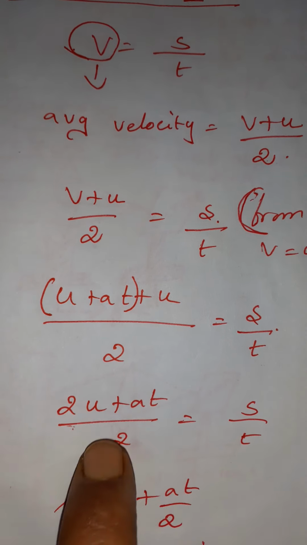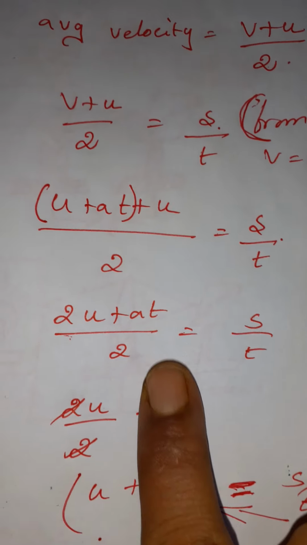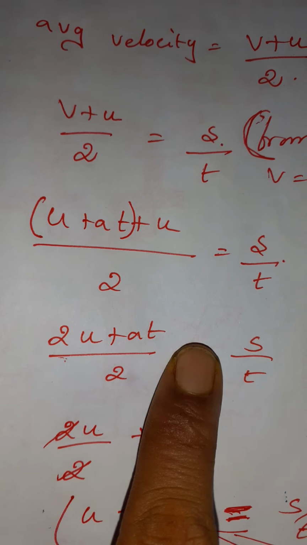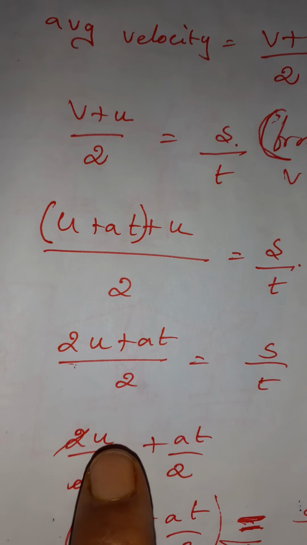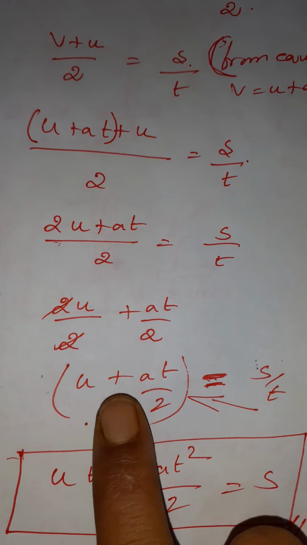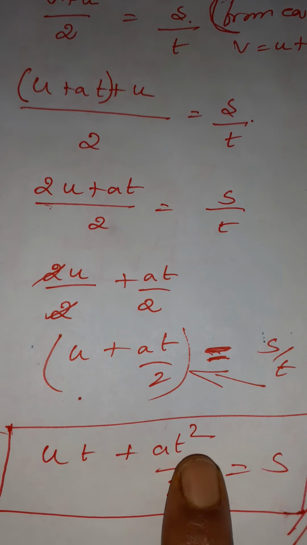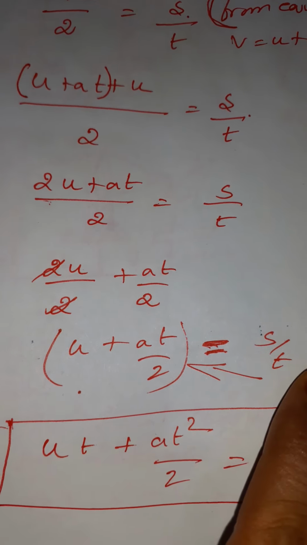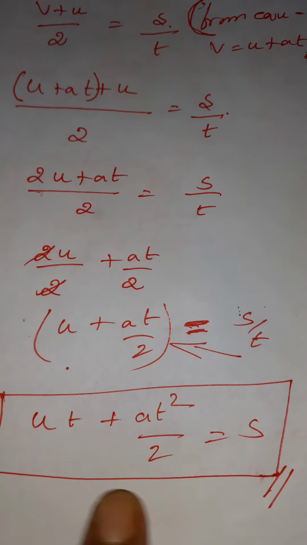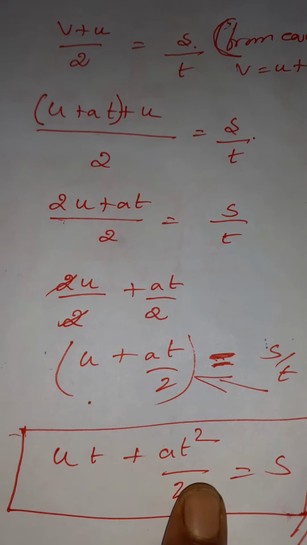Add U plus U, so 2U plus AT by 2 is equal to S by T. Cross multiplying the T. Separate the equation: 2U by 2 plus AT by 2. That is, 2 and 2 will get cancelled. U plus AT by 2, that is equal to displacement by time. U plus AT by 2 into T. So UT plus AT into T, AT square by 2 is equal to S. This is your second equation. S is equal to UT plus half of AT square is your second equation.